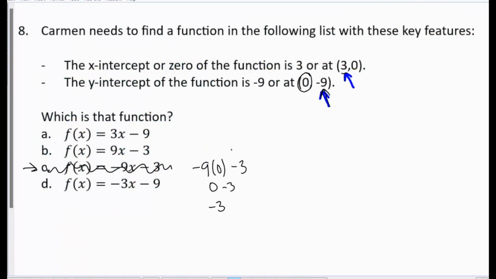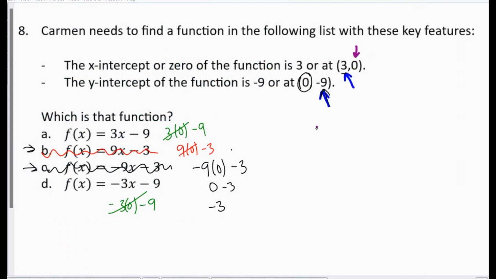Okay, let's try B. If I plug in 0 for x, 9 times 0 minus 3. Well, I know 9 times 0 is 0. Minus 3. Nope, not it. Okay, let's try A. If I plug in 0 for x, 3 times 0 is 0, -9. Okay, A could work. And let's try D. -3 times 0 is 0. Okay. D also works.